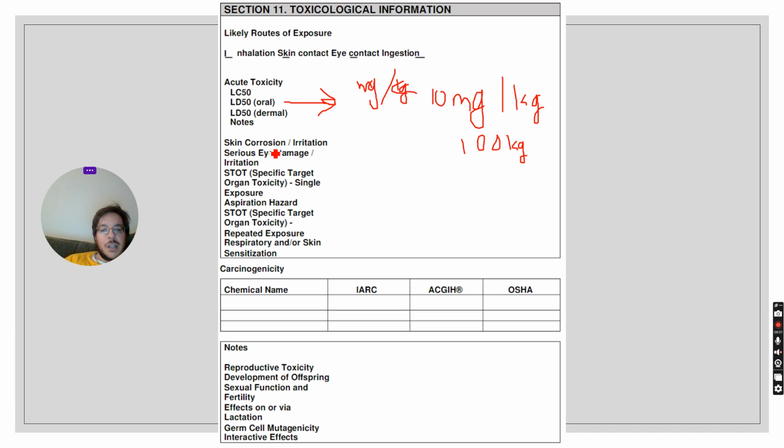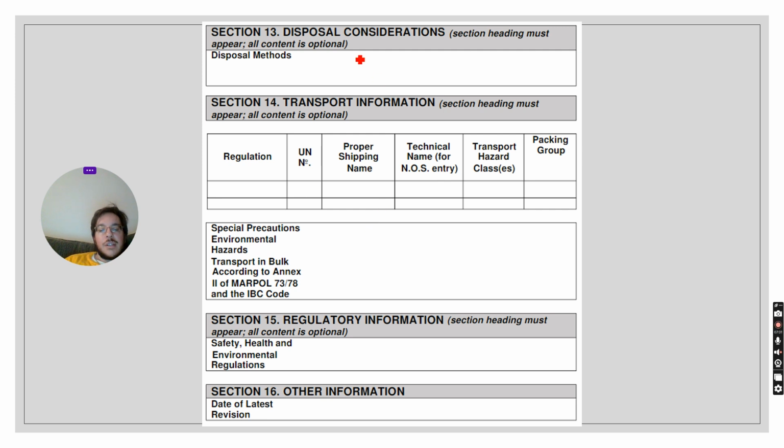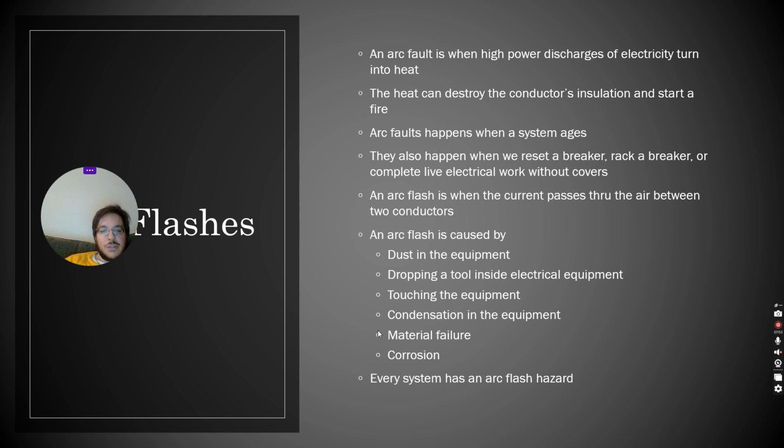And then we can look at skin corrosion, eye damage, irritation, specific organs that can be damaged, and skin can be damaged, reproductive toxicity, fertility, lactation, DNA. And then finally, we got section 12, which is ecological. So this is all optional. So a company may not care about the environment, so they may not list any ecological information. But if they do, then they do. And then section 13 is optional, but that tells us how to properly dispose of the chemical. 14 is optional, but that tells us the proper way to transport the chemical. 15 is optional, but that gives us some regulatory info, and then 16 gives us latest revision.